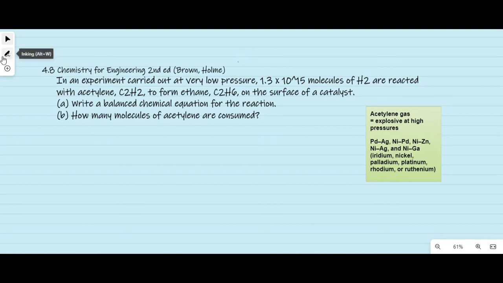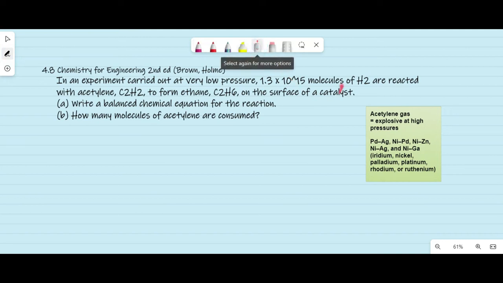So to give a little background of the reaction, the reactants involved are hydrogen and acetylene. Under standard conditions, these are gases, and the product of this reaction is ethane, which is also a gas. To look at this problem, consider that this is an experiment which is carried out at very low pressure and that there is a presence of a catalyst. So why did this problem emphasize such?